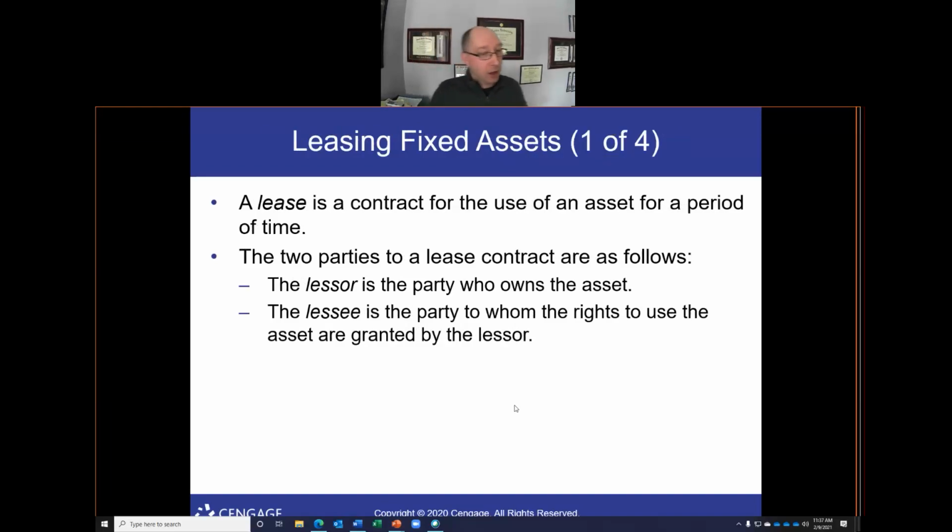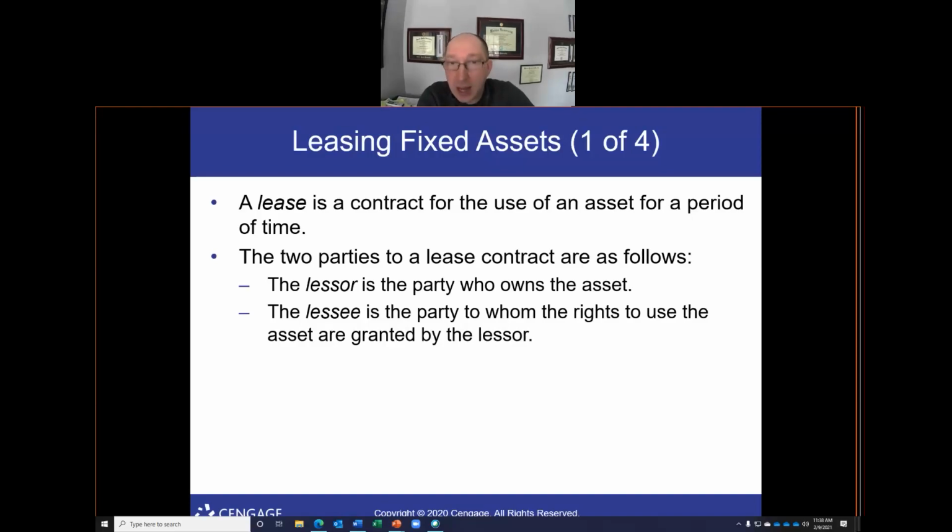Okay. Now I want to talk to you about, we talked about costs associated with fixed assets. Now I want to talk to you about leasing fixed assets. As you know, a lease is an agreement between two parties for the use of an asset. For example, right now I'm renting an apartment. That is a lease. Rent is a lease. When you rent something, it is a lease.